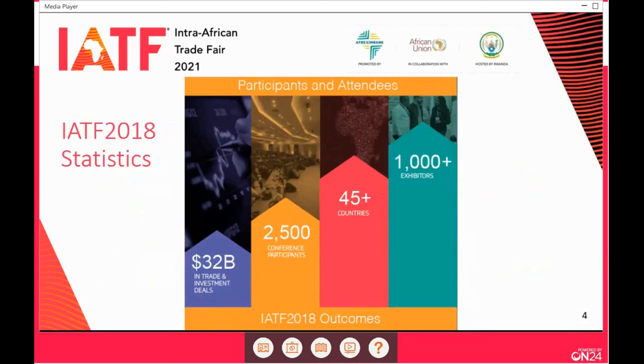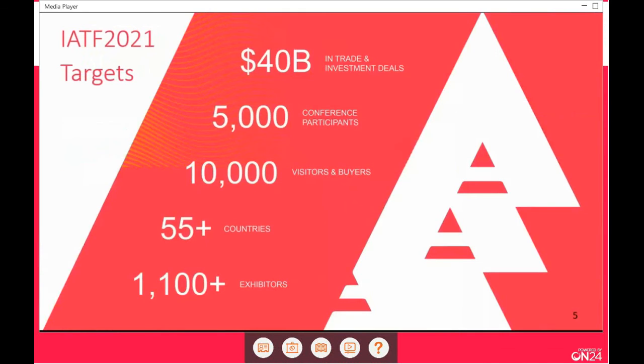The first edition of IATF in 2018 attracted well over 2,500 conference delegates and over 1,000 exhibitors from over 45 countries, resulting in over $32 billion worth of trade and investment deals closed at the event. The second edition of the Intra-African Trade Fair is expected to be even bigger and aims to attract 5,000 conference delegates and over 1,100 exhibitors, including over 10,000 visitors and buyers from over 55 countries who will engage to grow trade and investment on the African continent, and more than $40 billion in trade and investment deals are being targeted at IATF 2021.